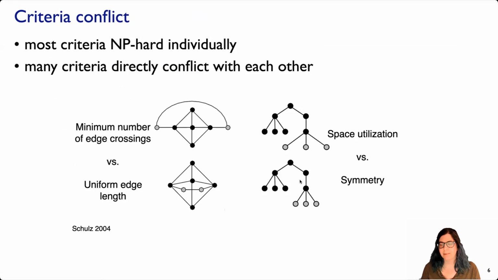Well, what's hard about this? Turns out everything is hard about this. Any individual criterion is typically NP-hard, which is a way of measuring the algorithmic complexity. Worse yet, a lot of them are in direct conflict with each other. Here we see some examples: if you're trying to minimize the number of edge crossings, then sometimes that means you use more space than you might have to. If you want to keep edge lengths as uniform as possible, then that can violate the attempt to show symmetry. So this is a very hard computational problem.